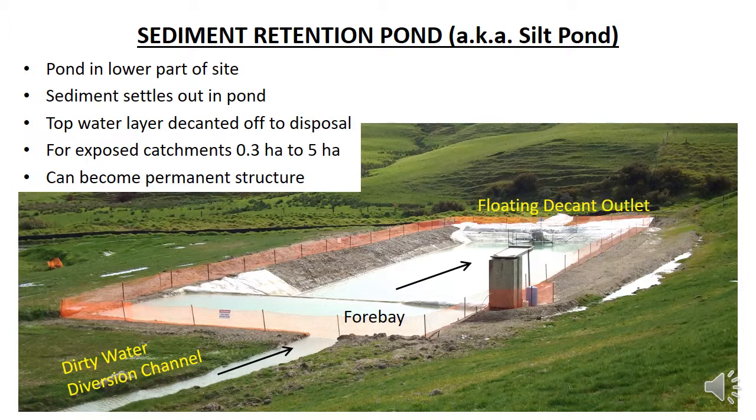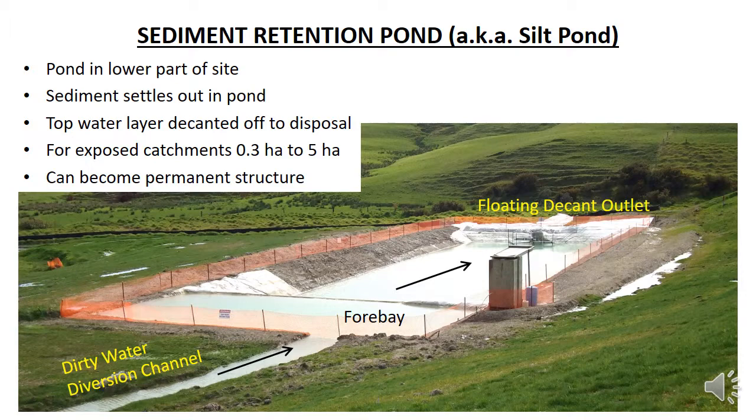This photo shows a sediment retention pond. The dirty water diversion channel is in the foreground. It discharges the dirty water from the site into the pond. The first part of the pond is the forebay, which is deep to provide storage for the coarse sediment, which usually drops out almost immediately. The water then flows over a spillway into the main part of the pond.